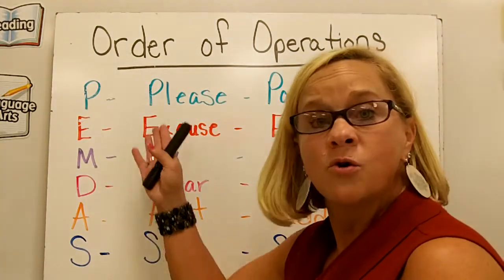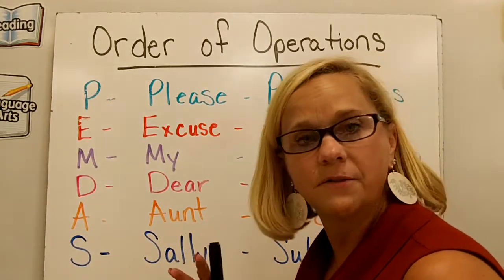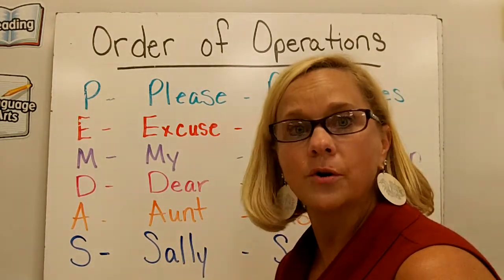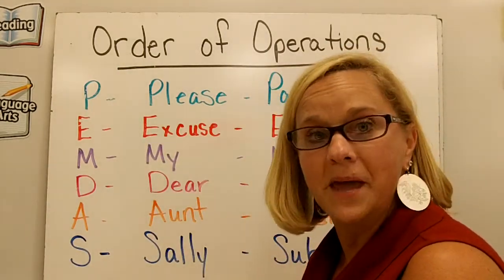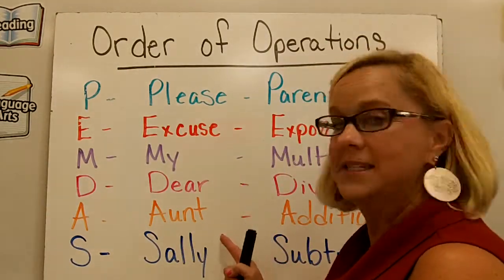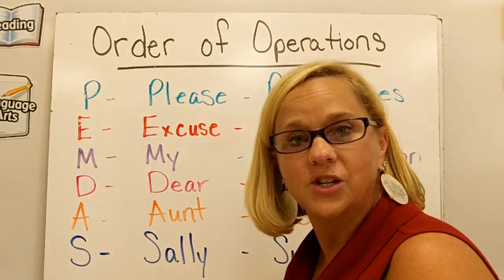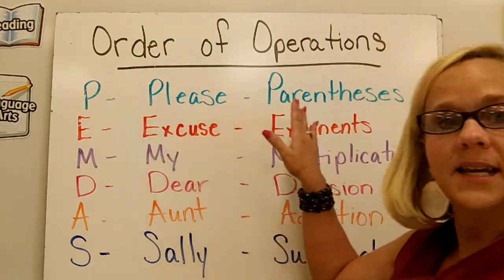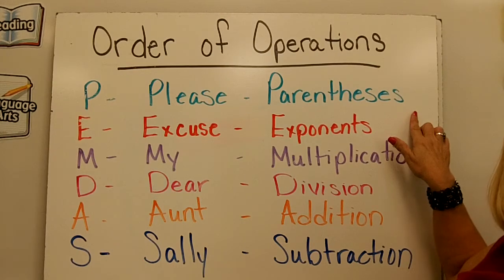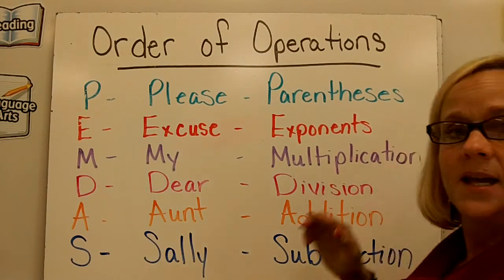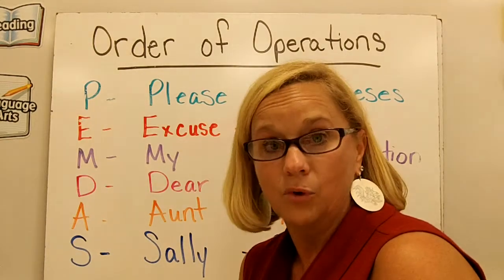All right, so the order of operations, if we have a math sentence with multiplication, division, a lot of different things, there's a certain order that you need to answer and work that problem. If you can remember, please excuse my dear Aunt Sally, then you know the steps of the order of operations. The P for please stands for parentheses. So whenever you have a math problem, you're always going to work whatever's in the parentheses first. Now, we're not just using parentheses, but we're using brackets and braces also.